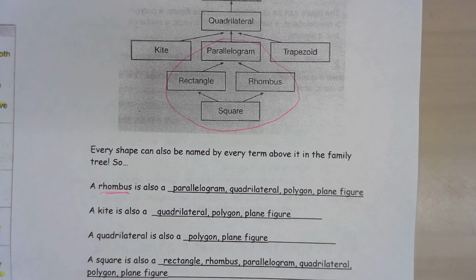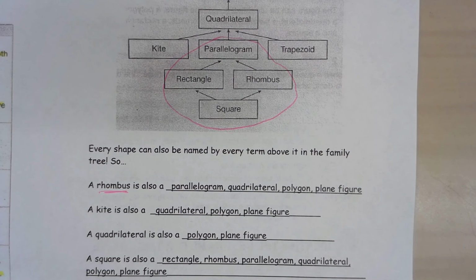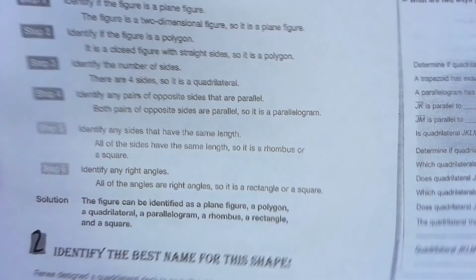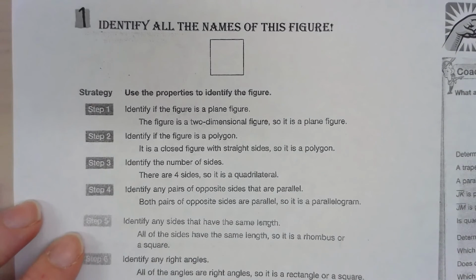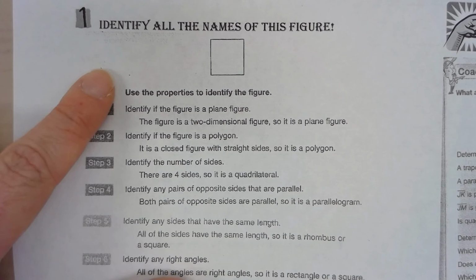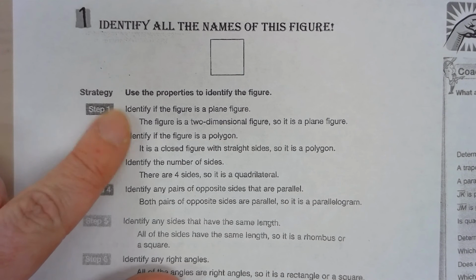Again, pause the video if you need to make sure that you have all of those notes filled out and good reminders as to those quadrilaterals. When you're ready, let's go ahead and turn to the back side. We just did this exercise, but let's go ahead and remind ourselves of how this works. Identify all the names of this figure.